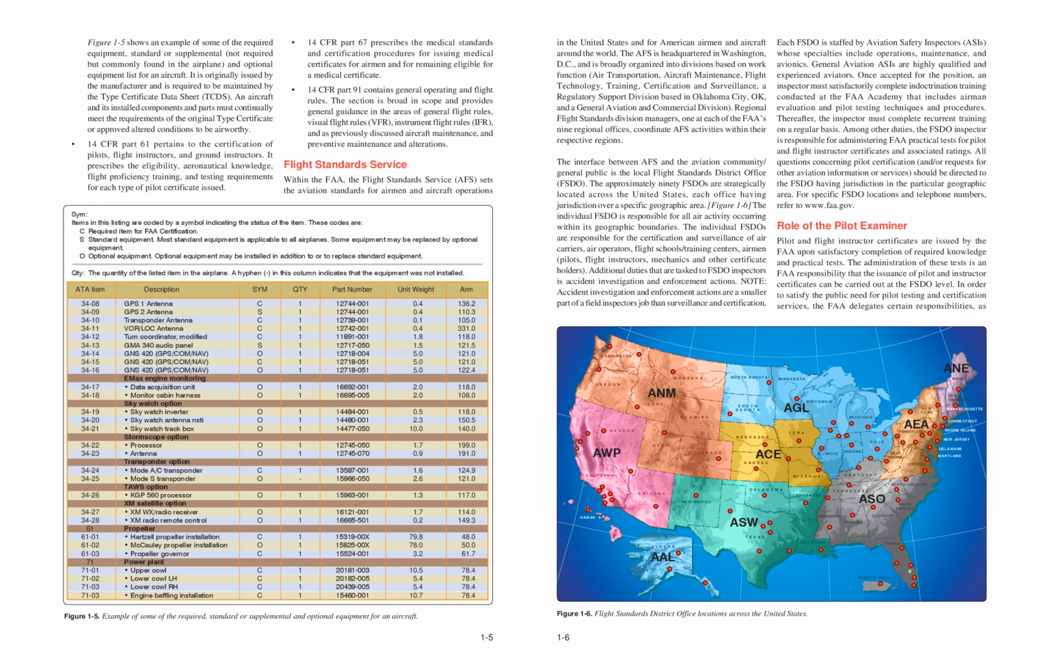GPS 1 antenna, GPS 2 antenna, transponder antenna, bore/lock antenna, turn coordinator, modified GMA 340 audio panel, GNS 420 GPS/com/nav, GNS 420 GPS/com/nav, GNS 420 GPS/com/nav, Emacs engine monitoring, data acquisition unit, monitor cabin harness, Skywatch option, Skywatch inverter, Skywatch antenna, Skywatch trackbox, storm scope option, processor, antenna, transponder option, mode AC transponder, mode S transponder, TOS option, KGP 560 processor, XM satellite option, XM WX radio receiver, XM radio remote control, propeller, Hartzell propeller installation, Macaulay propeller installation, propeller governor, power plant, upper cowl, lower cowl LH, lower cowl RH, engine baffling installation.